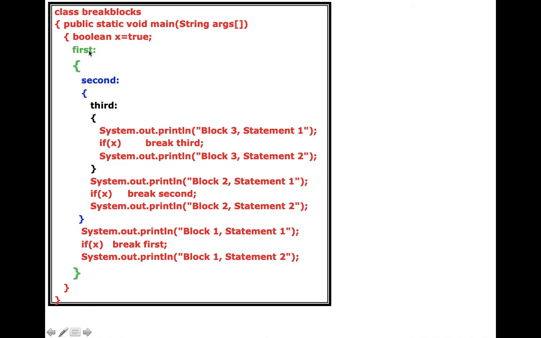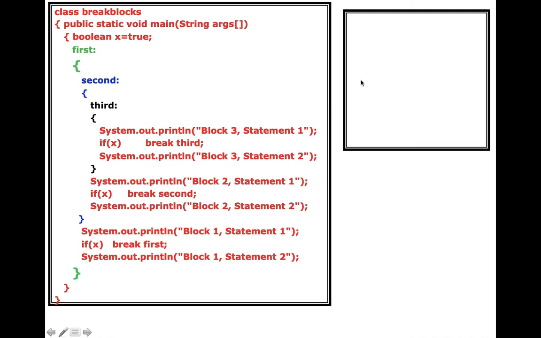Now what will happen is the compiler will enter the first block. After that it will immediately enter the second block, and after that the third block. Now what will this SOP display? This SOP will display block 3 statement 1. So this is the output. After that you have a statement, if x break third. Tell me, x is true or false? It is true. Now because it is true, the break third will execute.